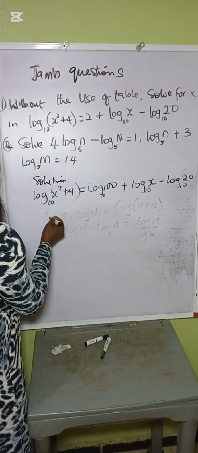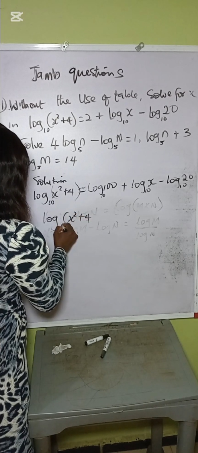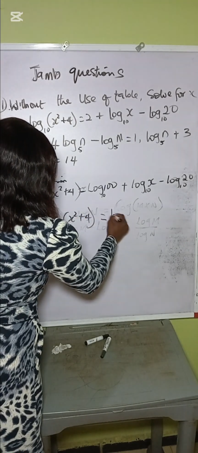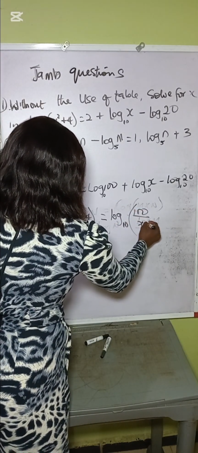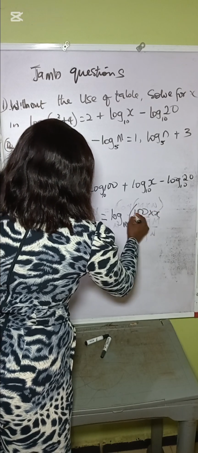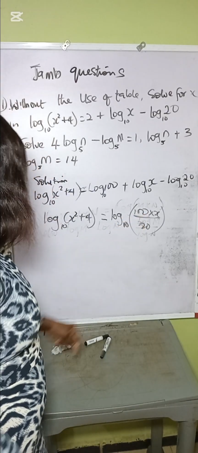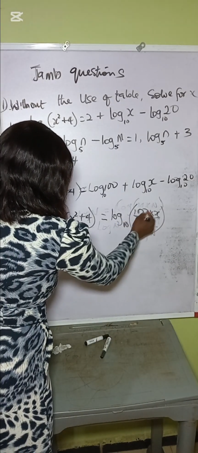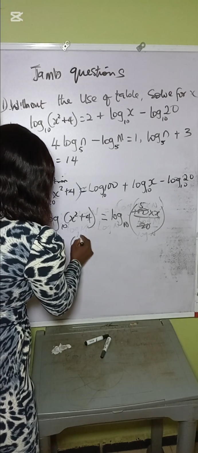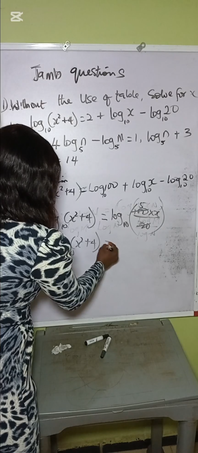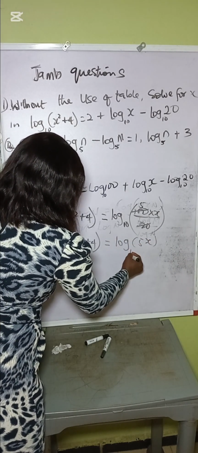So we are simply going to state that log of (x squared plus 4) in base 10 will now be equal to what? Log, they will now be in common base 10, 100 times x over 20. Okay? So I have that 20 can divide this to give us 5. So log of (x squared plus 4) in base 10 will now be equal to what? Log 5x all in base 10.